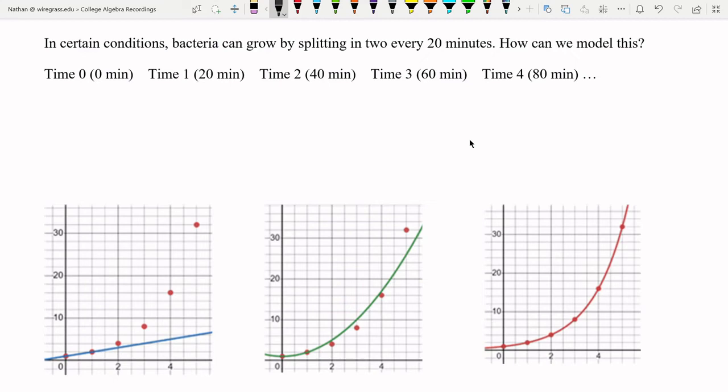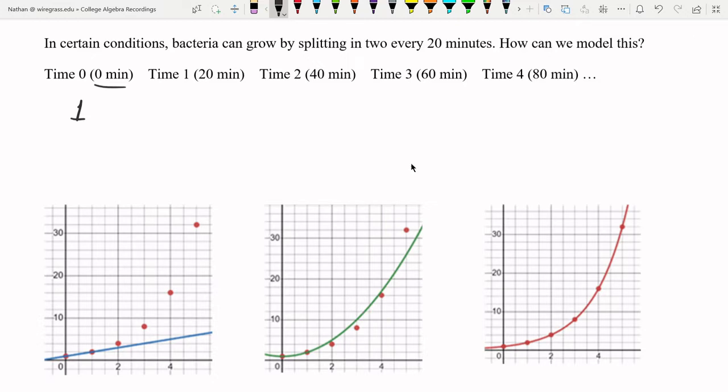In certain conditions, bacteria can grow by splitting in two every 20 minutes. So how can we model this scenario? Well, let's start off with time zero, and this will be the 0 minute. It doesn't really matter what number of bacteria we start off with. We can't start off with zero, of course, because that won't grow. Let's just start off with one to make it simple on ourselves. So we have one bacteria at time zero.